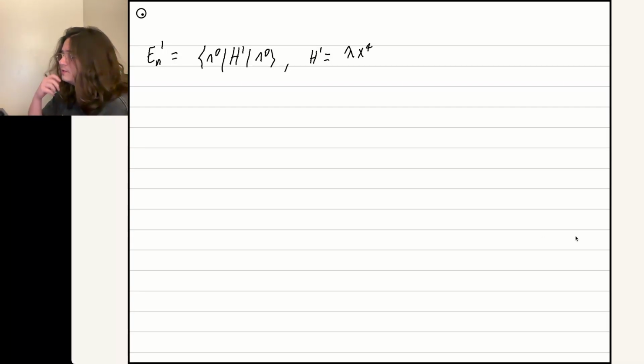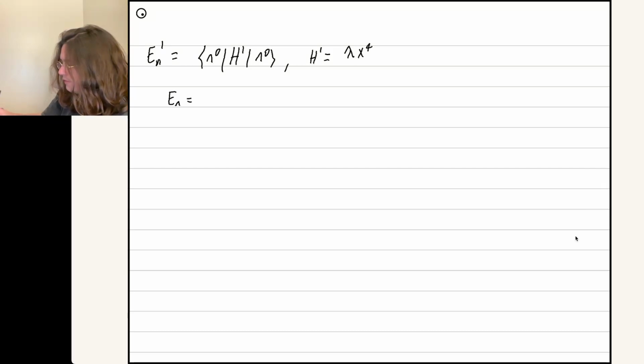All right, silly people, here's the situation. We have a perturbation on the Hamiltonian for the simple harmonic oscillator equal to lambda x to the fourth. And we are meant to calculate the first order corrections to the energy eigenvalues due to this perturbation in the harmonic oscillator.